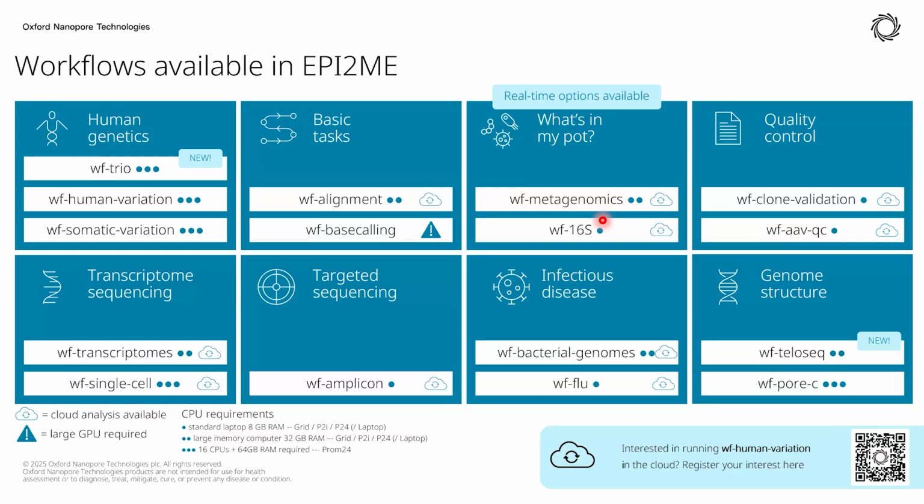We have transcriptome sequencing. So if you're interested in bulk transcriptomes, you would look at our transcriptomes workflow. If you're interested in single cell, we support the 10x kits. You'd have to go check out the current GitHub page for the single cell workflow to see which ones are currently supported.